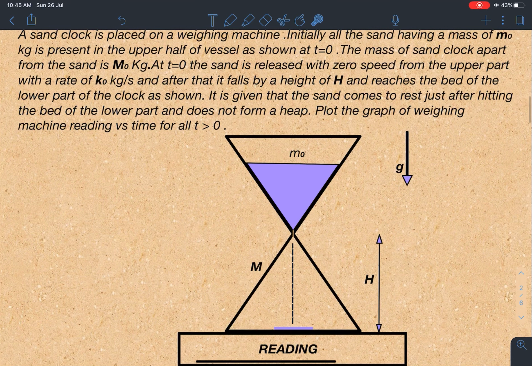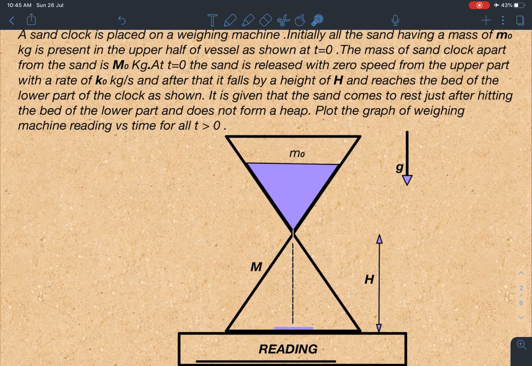So as you can see here, a sand clock is placed on a weighing machine. Initially, all the sand having mass of m0 is present in the upper half of the vessel as shown in the figure at t equal to 0. The mass of the sand clock apart from the sand is capital M0. So the mass of this vessel is given. At t equal to 0, the sand is released with 0 speed. Mind you, this 0 speed is very important. Otherwise, some force would have come at this point, as the sand exits this opening. But they are saying it is coming out with 0 speed.